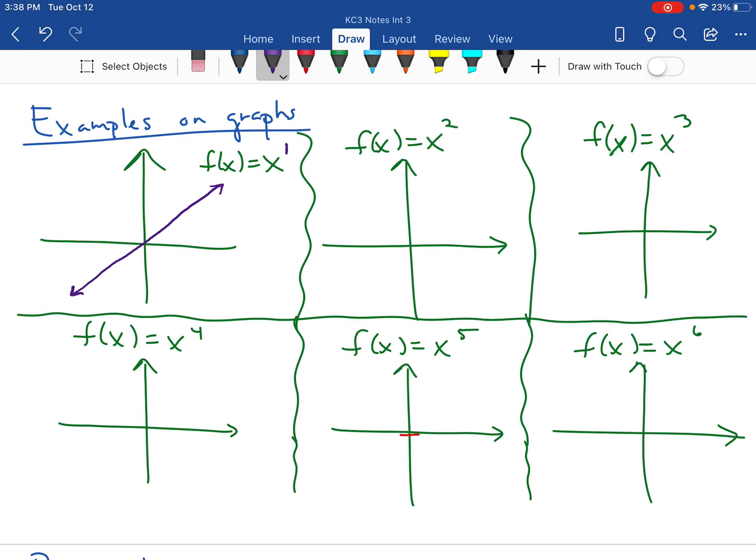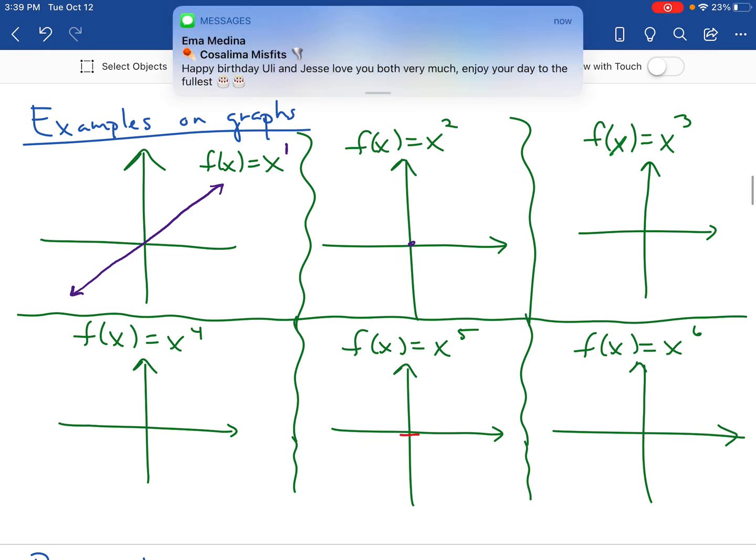The second graph, I have x squared. So the general function for x squared is, remember, that is a quadratic. We covered that in the first unit. It looks like a U.